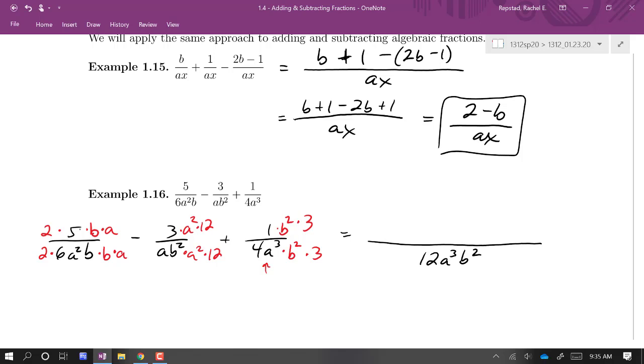Anybody feel free to chime in. So 10BA minus 3A squared. No. Close. What's that coefficient on a squared? 36A squared. And then plus B squared. What's the coefficient on b squared? Plus 3. Good. Nice.